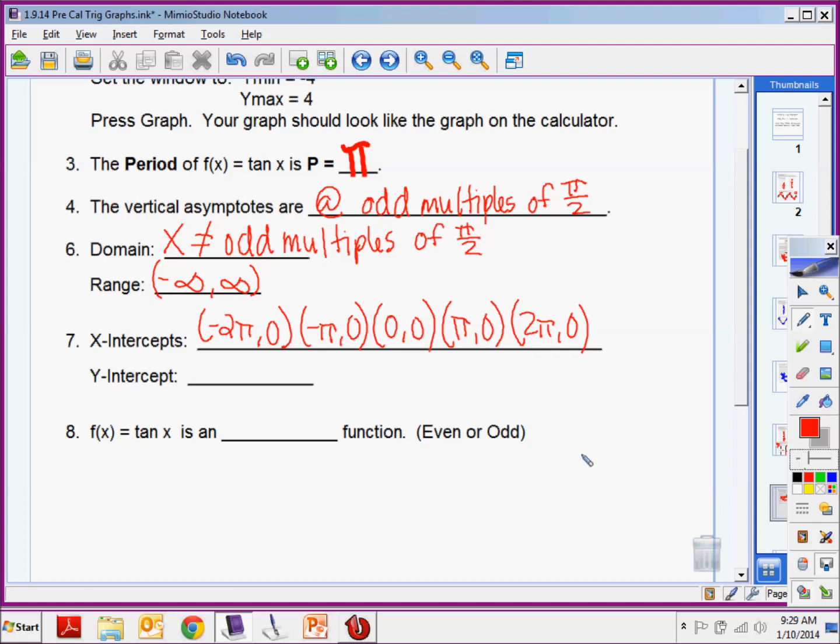So on your test, if I asked you, what are the x-intercepts of a parent function of tan greater than 2 pi, what should you say? 3 pi, 4 pi, 5 pi. Or if it said, give me examples of x-intercepts greater than 2 pi, you should understand that pattern. Does that make sense?